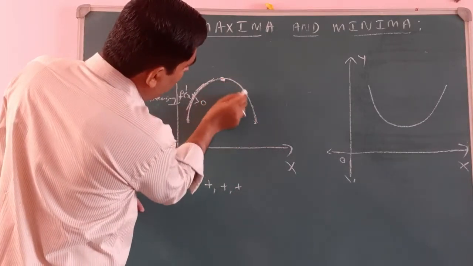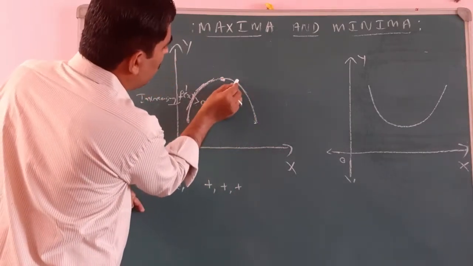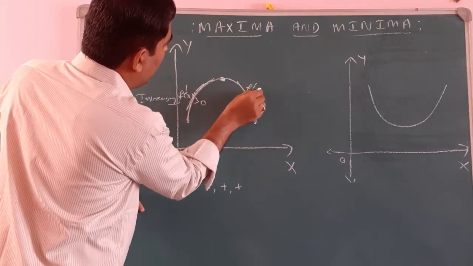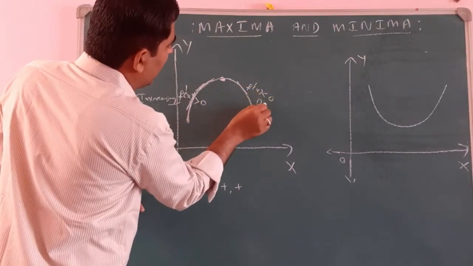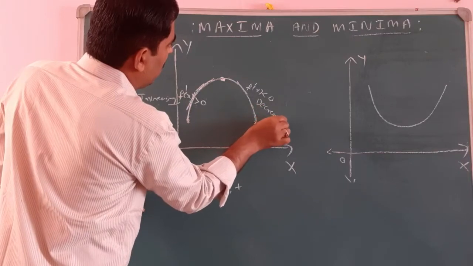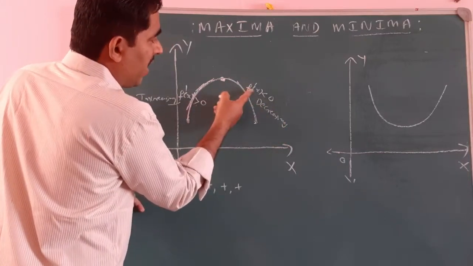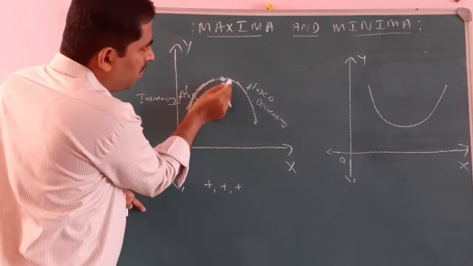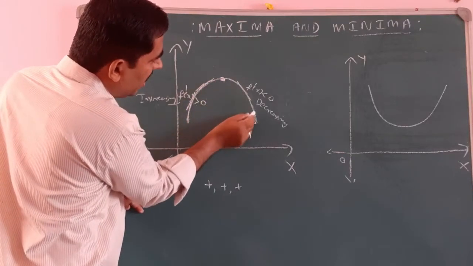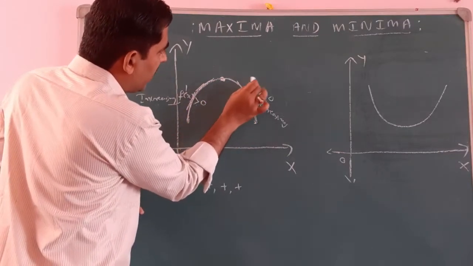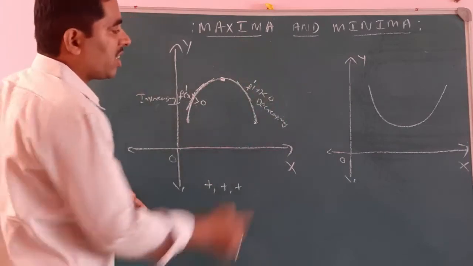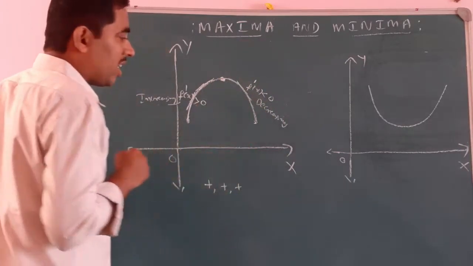As soon as it reaches this point and after it crosses this point, what is happening? In this portion, it is decreasing. So we write decreasing. f dash x is less than 0. From this point to this point, it is decreasing. That is, the sign of the derivative, f dash x, is negative. It is decreasing.